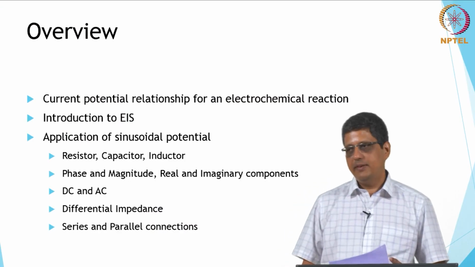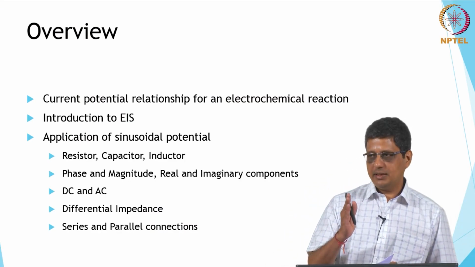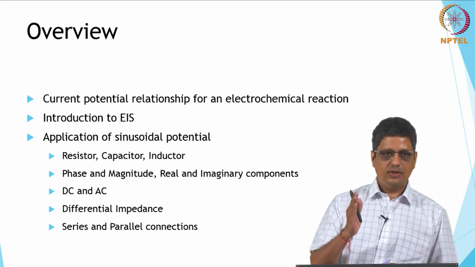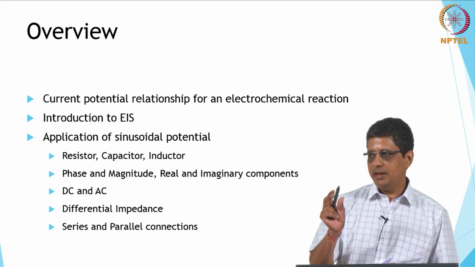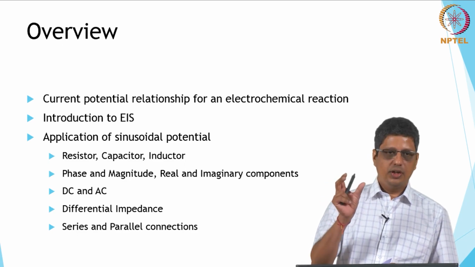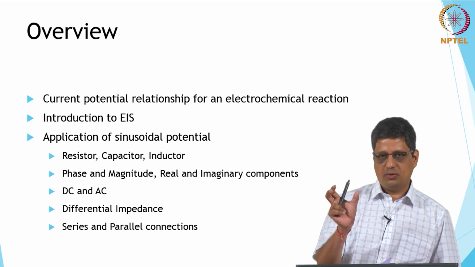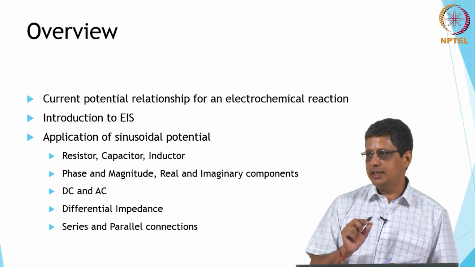So, what we saw in the previous class was that we have an electrolyte interface, and when you have a metal immersed in solution, it forms what is called a double layer, and you have a potential drop across the double layer. When you want to measure the potential, you can measure it only across two electrodes. You can't measure the potential drop across a single electrode.